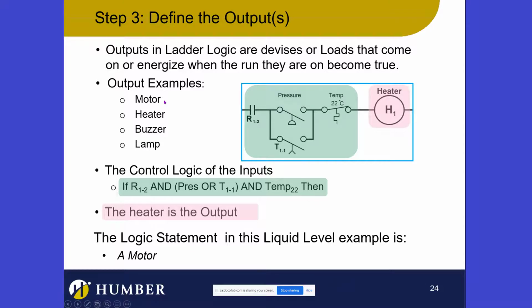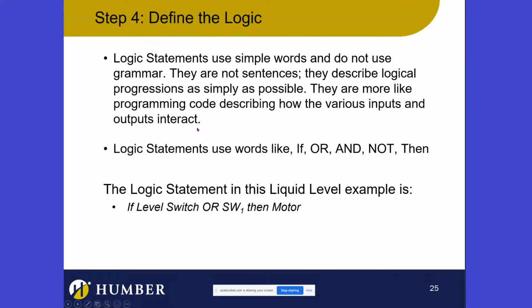So let's take a look at this, but just say something about the outputs. I want to talk about outputs. Outputs are things that come on: motors, heaters, buzzers, lamps, anything that goes on. Anything we're trying to make go is an output. Okay, good. So if we take a look at this, a logic statement is used with words, and we don't use full grammar. They're not really sentences. They describe a logical progression as simple as possible. They're more like programming code.